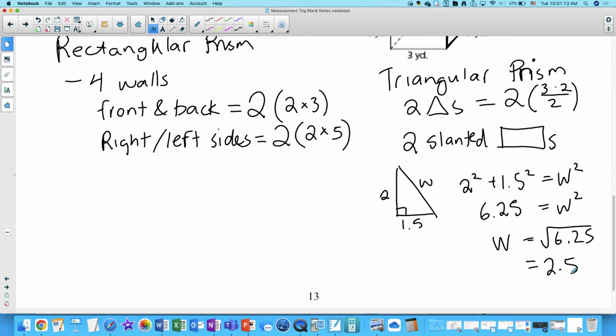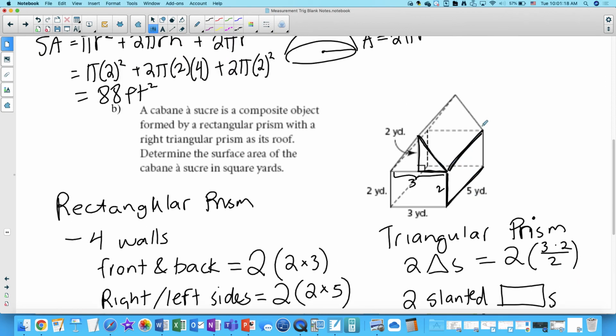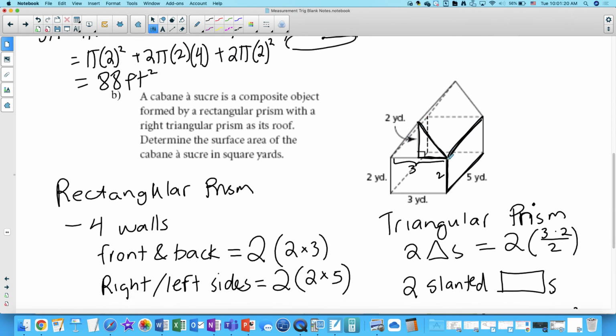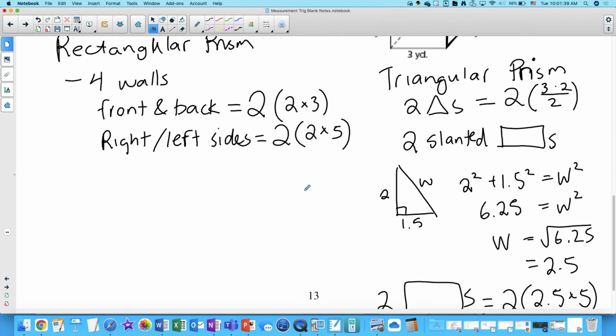Add everything up. Okay, so let's just do this sort of one by one. This guy, I'll do this in a different color maybe, is 2 times 2 is 4 times 3 is 12. This is 2 times 2 is 4 times 5 is 20. This is 3 times 2 is 6 divided by 2 is 3. So 2 times 3 is 6. And then 2 times 2.5 is 5. Times 5 again is 25.